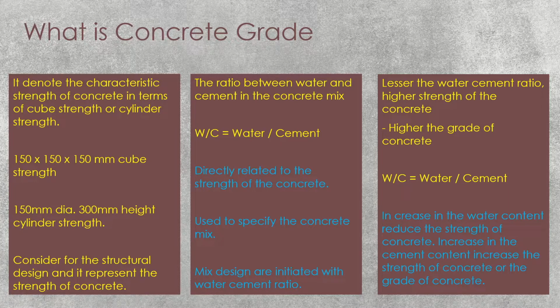Concrete strength depends on the water cement ratio. So it is directly related to the concrete grade or the concrete strength. Generally, we use water cement ratio to specify the concrete. When we specify the concrete grade, this water cement ratio is also specified at the same time. The lesser the water cement ratio, the higher the strength. The higher the grade of concrete, the lesser the water cement ratio.